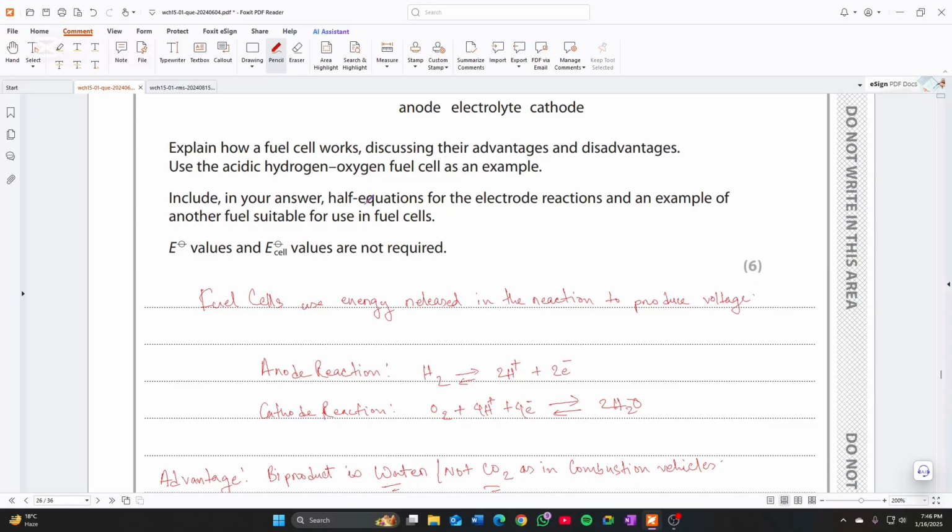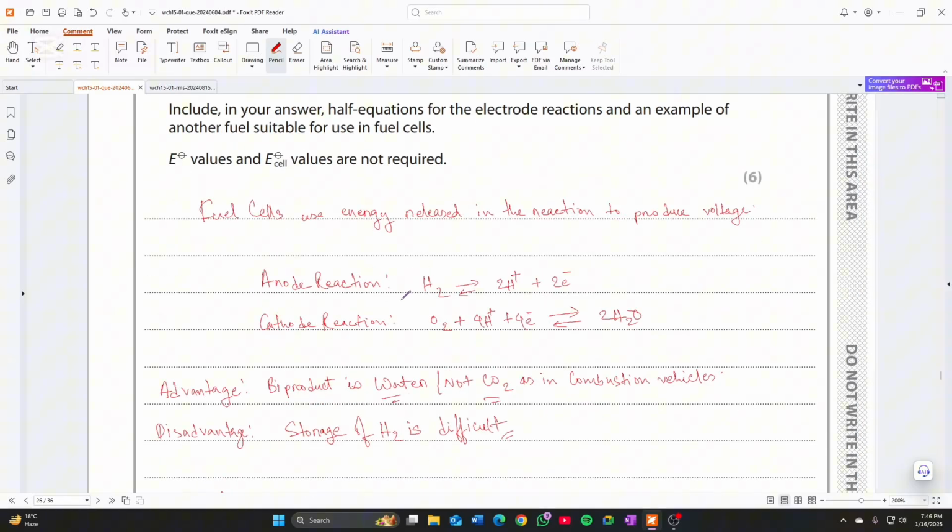Now the next part of the question was to write the half equations for the electrode reactions. For the anode reaction, we know that in the anode, ions lose their electrons. So here hydrogen, H2, will lose its electrons to form H plus, and in the cathode, ions receive or accept electrons, therefore O2. So here H plus will actually receive 4 electrons and form water. You should memorize these two anode and cathode reactions for the hydrogen fuel cells because these are really important and can come in your question paper.